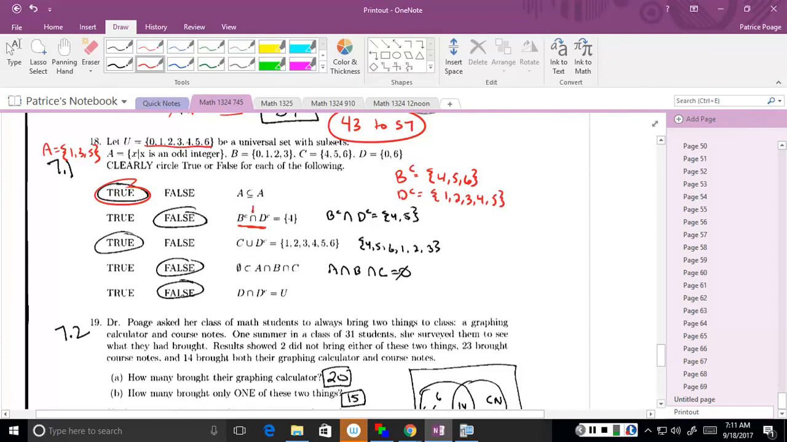And then my sign is and. So I'm looking for what do they have in common. They both have a 4, they both have a 5. So they are the set containing 4 and 5. So this statement, set containing just 4, is false.